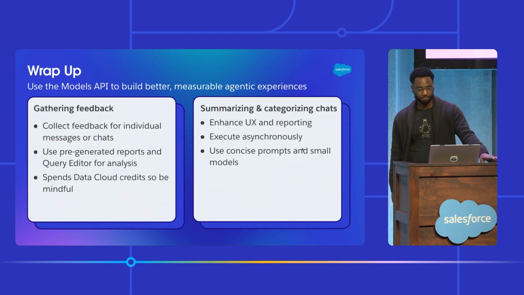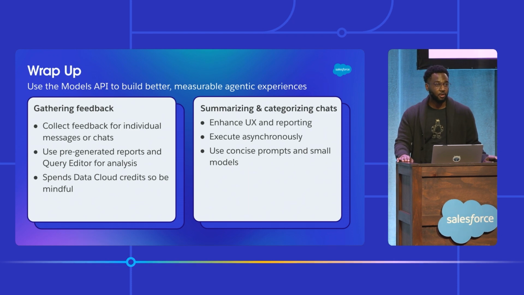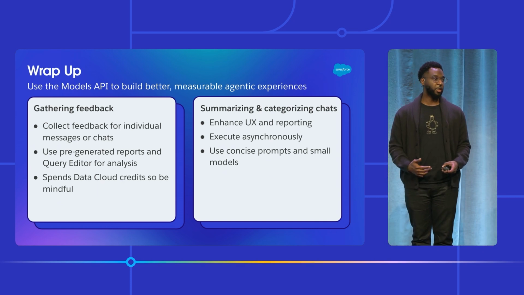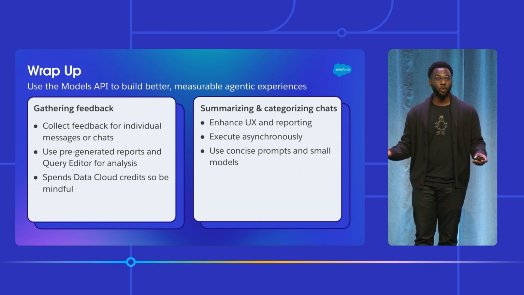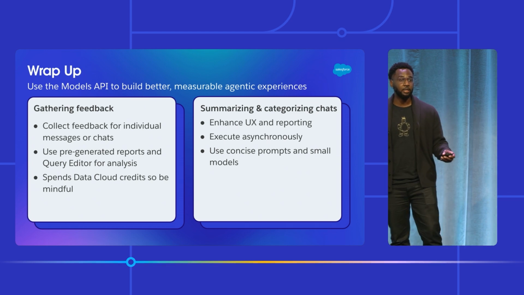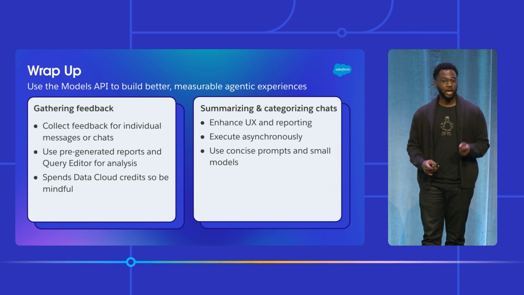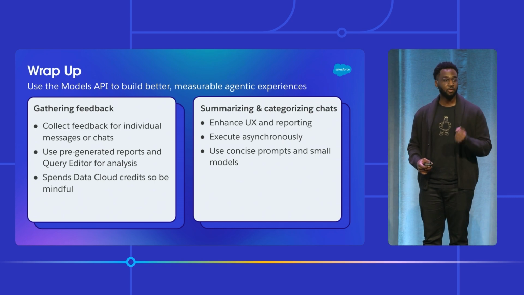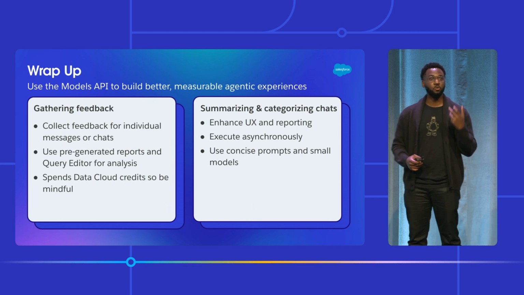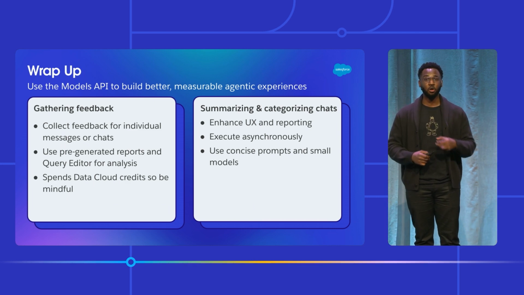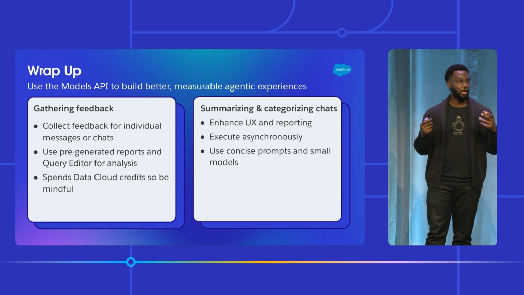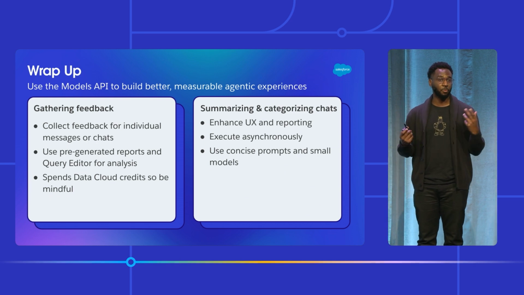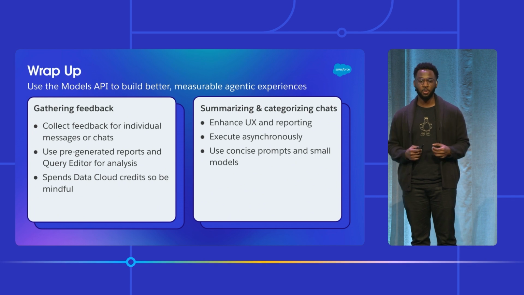So let's do a quick wrap up. First, you are able to build custom Agentforce applications with your favorite technologies. You can do it with Apex and Lightning Web Components. You can do it with React and Express. When you're doing it, however, you'll want to use the Models API to build better, more measurable experiences by gathering feedback. You can do feedback collection for individual messages or entire conversations. And when you're collecting that feedback, it automatically flows into Data Cloud so that you can use the pre-generated reports or write custom queries like you just saw a moment ago.